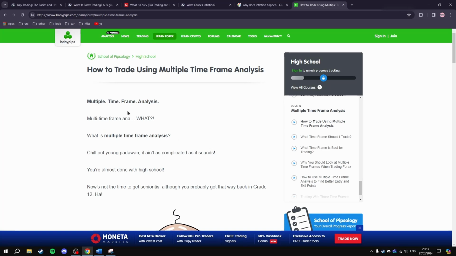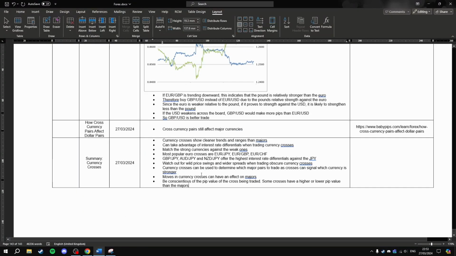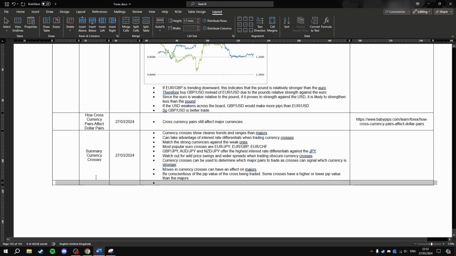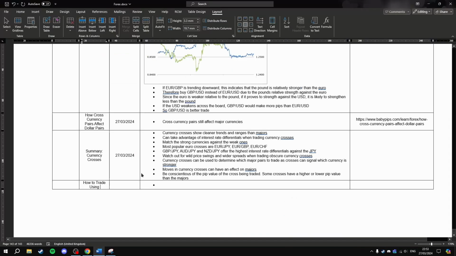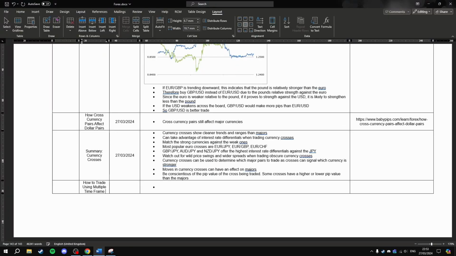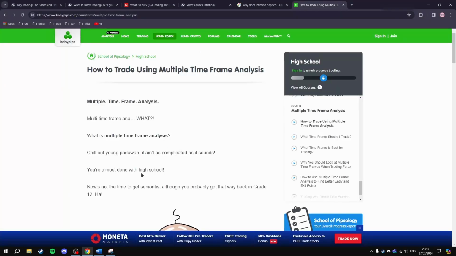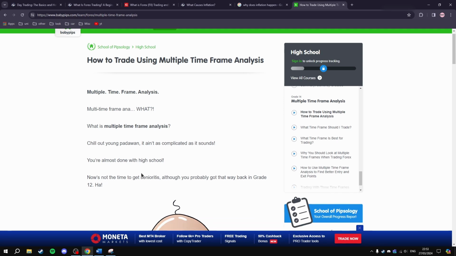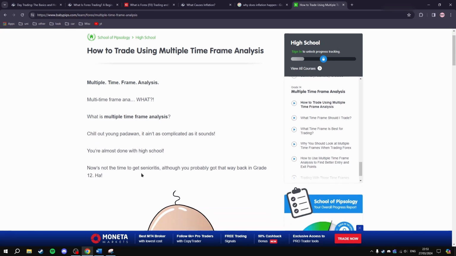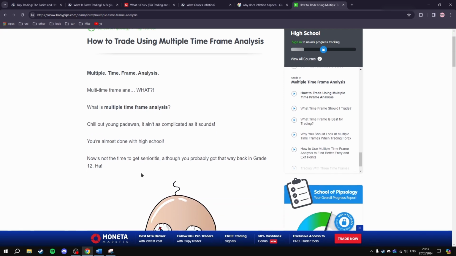Okay, how to trade using multiple time frame analysis. Multiple time frame analysis. Multiple time frame, and now what? What is multiple time frame analysis?